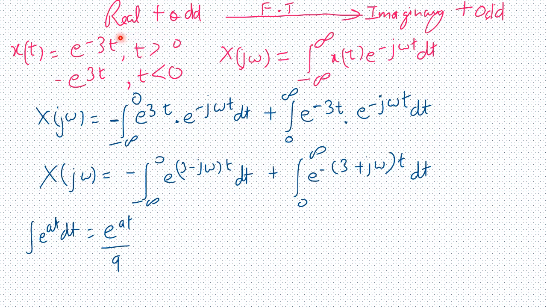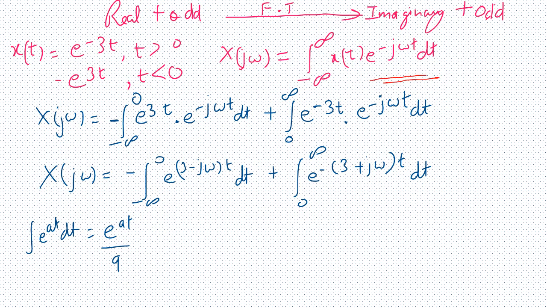Again I am reminding you that this is a very important property: a real and odd function will have a Fourier transform that is imaginary and odd. So let us proceed keeping this in mind. I have written x of t as shown, and now we know that X of omega is the integral from minus infinity to infinity of x of t e power minus j omega t dt.